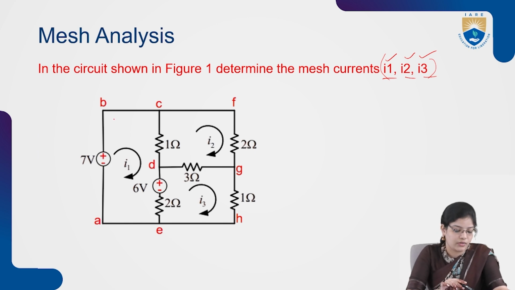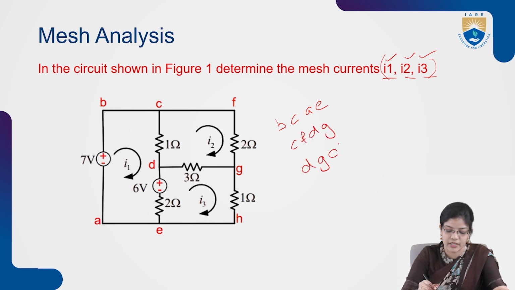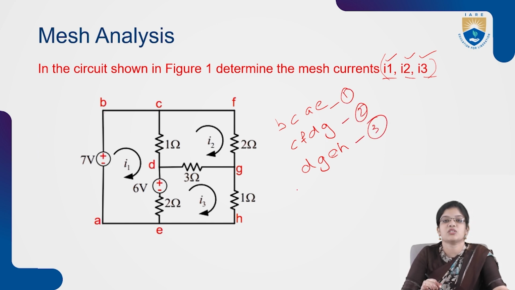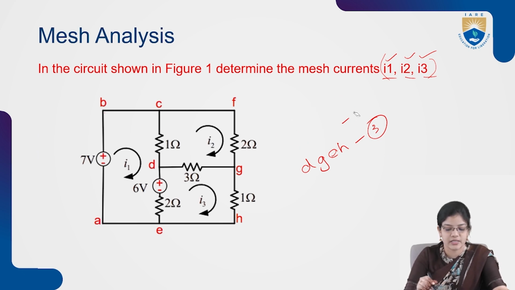If we see this circuit, we have three meshes. One is BCAE, the second mesh is CFDG, and the third mesh is DGEH. So this is mesh 1, mesh 2 and mesh 3. These three meshes are named I1, I2 and I3. Now we have to calculate the currents in these three meshes.